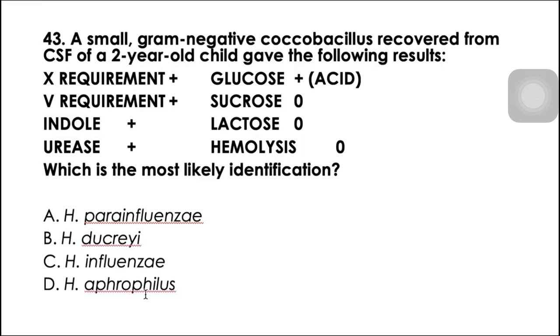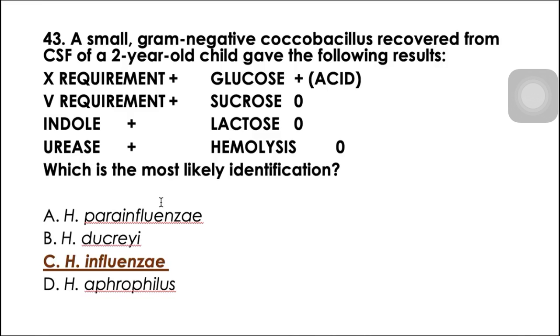For Haemophilus aphrophilus naman, it does not require the X nor the V factor. So, ang may requirement ng X and V factor among the given choices is Haemophilus influenzae. So, Haemophilus influenzae requires both the X and the V factor. And again, tumutugma nga po doon.